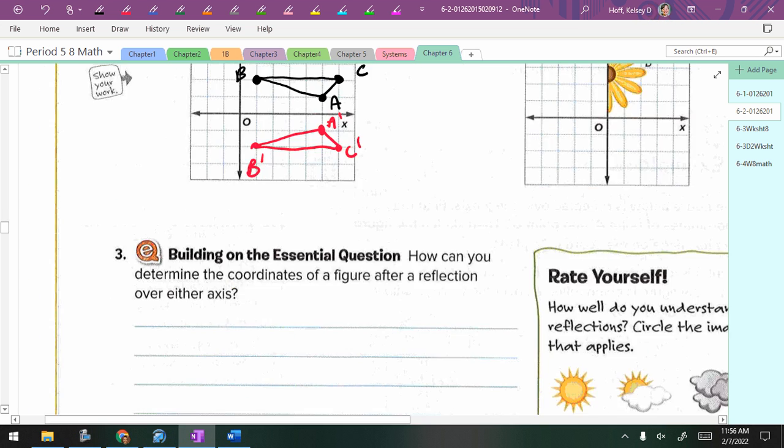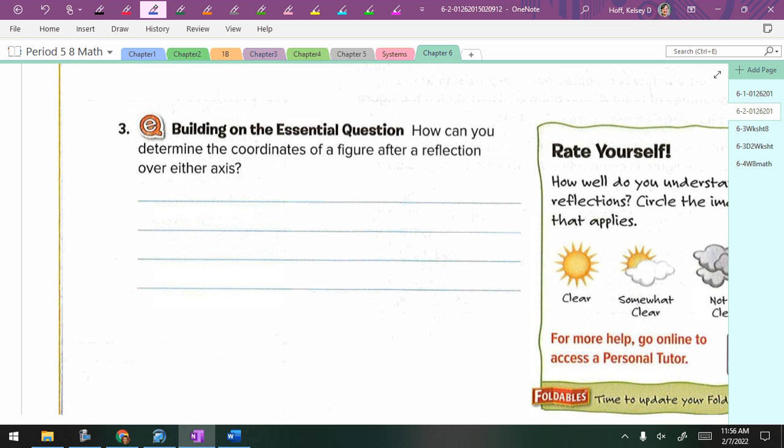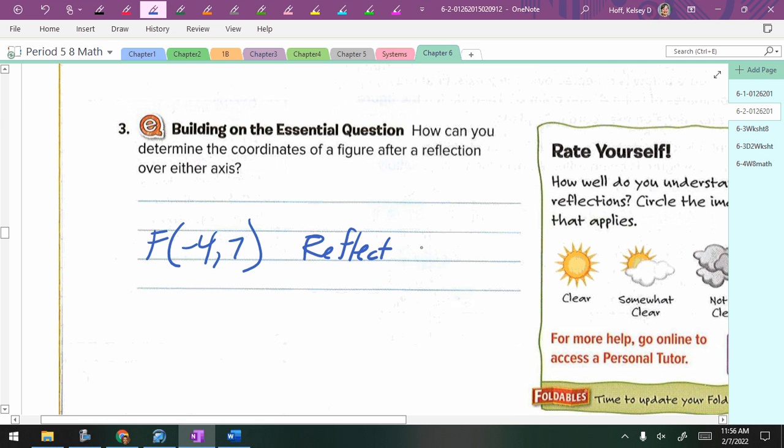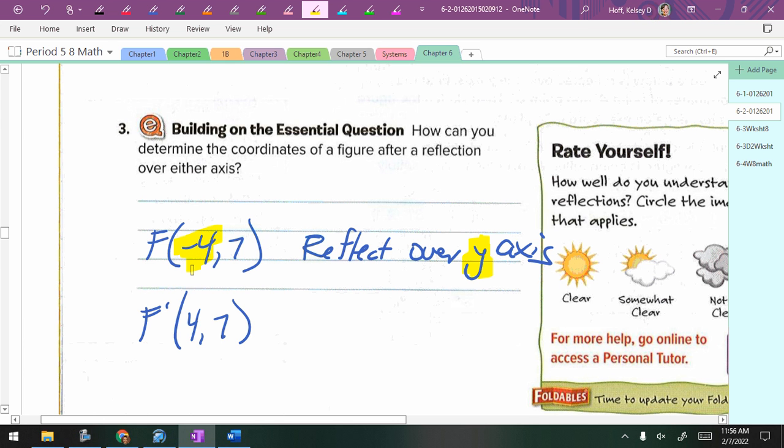Could you ever do this without a graph? What if I gave you F as negative 4, 7? And I want you to reflect over the y-axis. Without a graph, if I go over the y-axis, F prime is going to be what? Positive 4, 7. Y-axis actually changes the x coordinate. It changes the opposite letter.